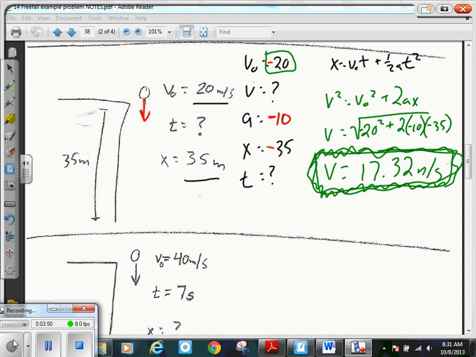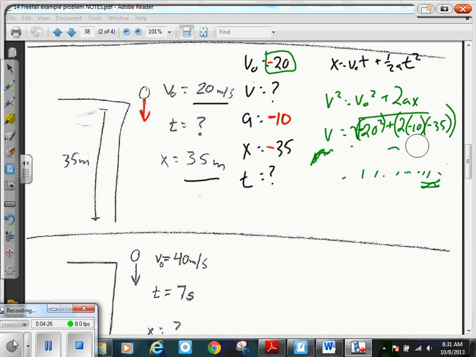Now, that happens to be completely incorrect by looking at it, because if I'm starting at negative 20 meters per second and I'm increasing my speed because the acceleration is in the same direction, then there's no way this can be the right answer. So, whoever helped me, did you square this negative? Because that'd be a positive 400 plus, this is going to be a positive number 2, that's going to be a positive 700, 1100, the square root of 1100 is something more like 33 or 34, something like that.